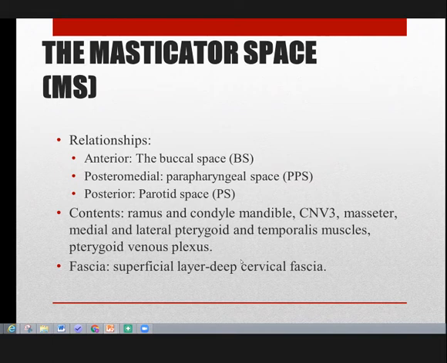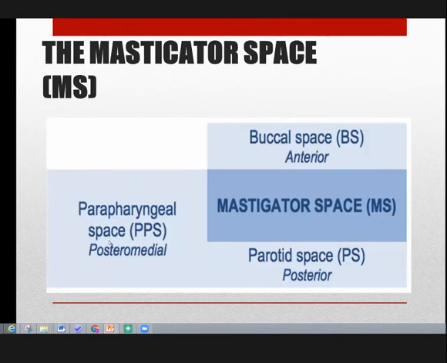So the contents of this space are your ramus and condyle of the mandible, cranial nerve 5, branch 3, masseter, medial and lateral pterygoid and temporalis muscles, as well as the pterygoid venous plexus. So the enveloping fascia of this space is made up of the superficial layer of the deep cervical fascia. So these are the relationships of the masticator space and the surrounding spaces.